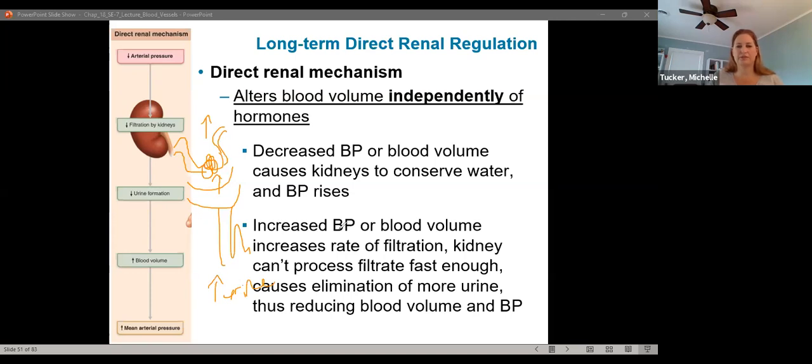So increased blood pressure increases the rate of filtration. The kidneys can't process it fast enough. More urine is produced, reducing blood volume and decreasing blood pressure. So that's pretty straightforward. This diagram on the left shows that when there's a drop in arterial pressure, there is less filtrate produced, less urine formed, and that's going to increase blood volume in order to increase arterial pressure back up to normal.